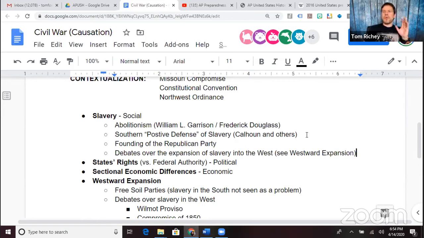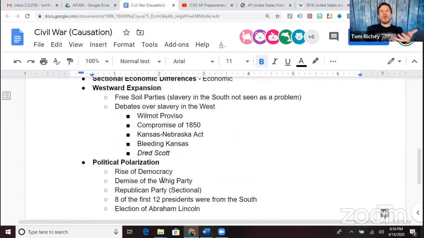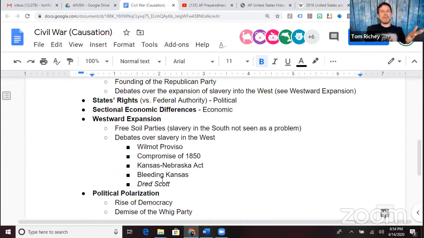So what we want to note about the slavery argument is it's not just the abstract existence of slavery, it is the debates over the status of slavery, and that's where westward expansion kind of goes into this. And that would be a great way to make this into a complex argument, because these two are so intertwined.